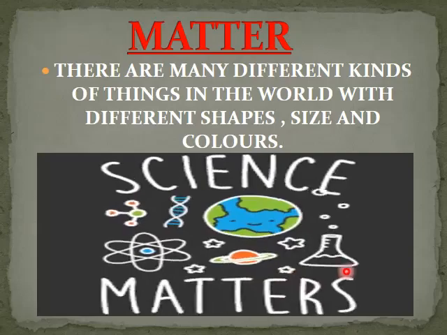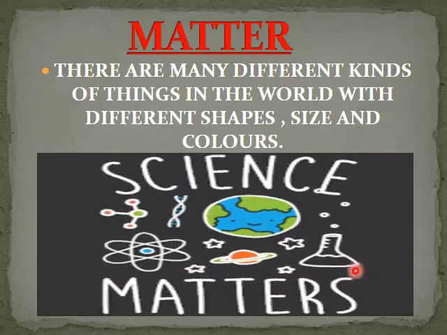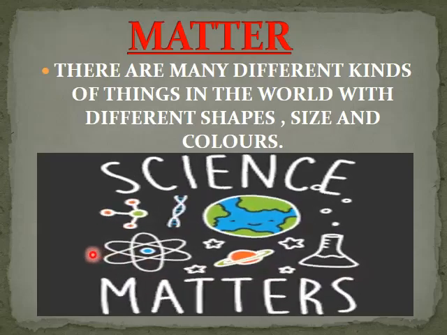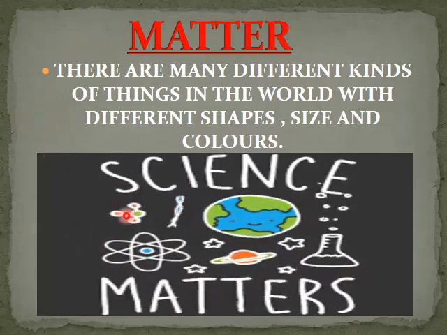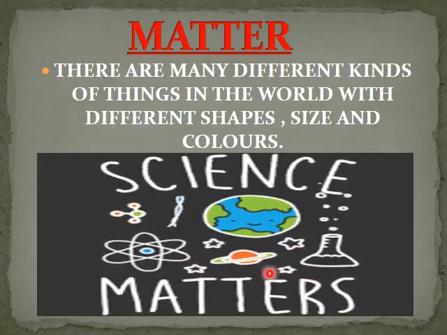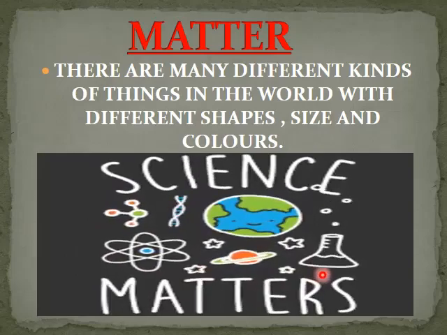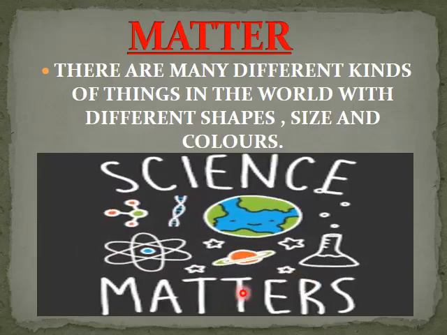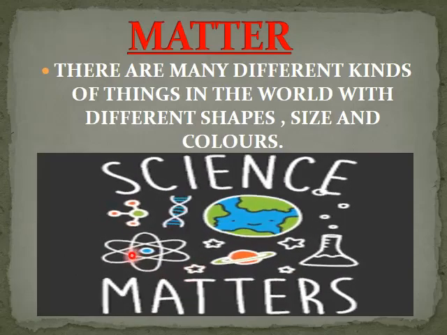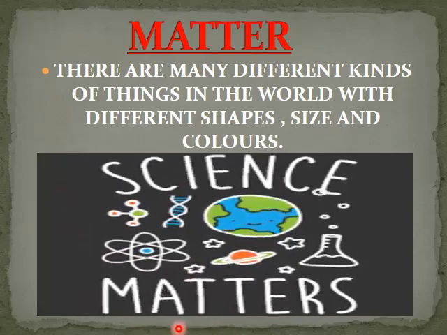All these things look and feel different from each other. So there are many kinds of things in the world. They are of different shape, size, color, wet, dry, rough, and smooth. They all are called matter.